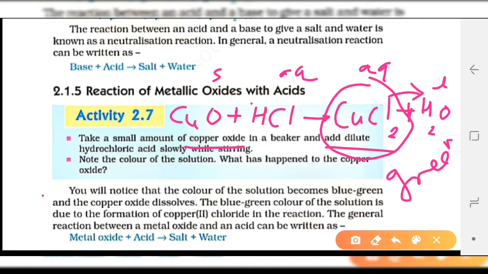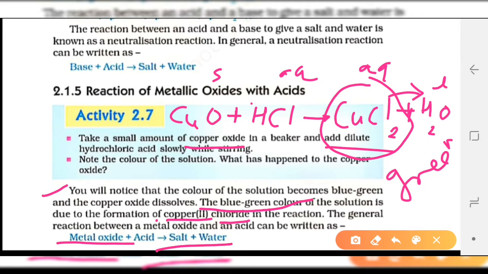Here it is given, you will notice that the color of the solution becomes blue-green and the copper oxide dissolves. The blue-green color of the solution is due to the formation of copper chloride in the reaction. The general reaction between the metal oxide and acid can be written as: metal oxide plus acid is equal to salt plus water.